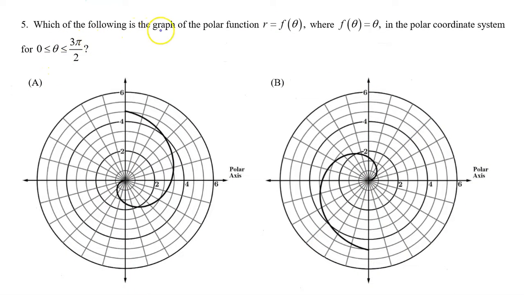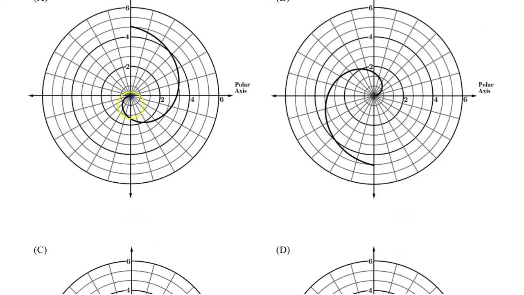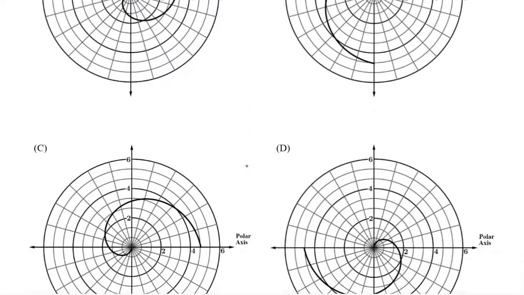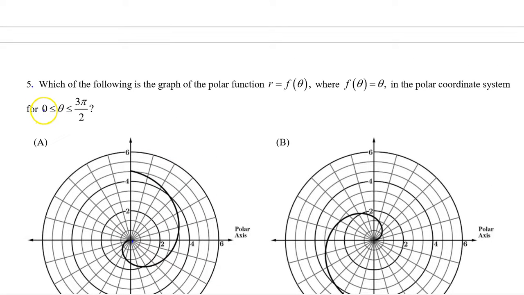Example 5. Which of the following is the graph of the polar function r equals f of theta, where f of theta is equal to theta in the polar coordinate system on the interval from 0 to 3 pi over 2? We should be able to answer this one intuitively. The r value is simply equal to the angle. Therefore, as the angle increases, the r value increases. So we are looking for something that spirals out like this. All of the answer choices feature some type of a spiral. So we just need to find the one that starts at 0 and ends at 3 pi over 2.